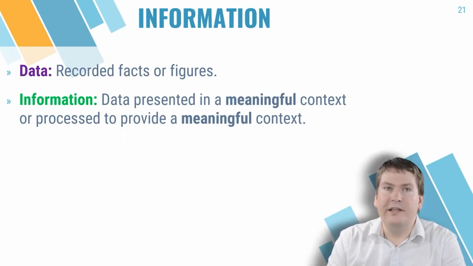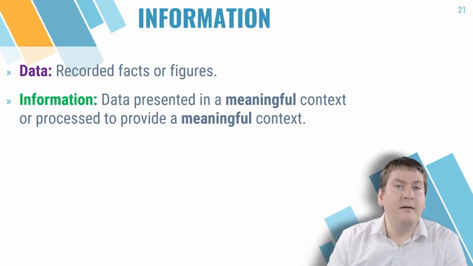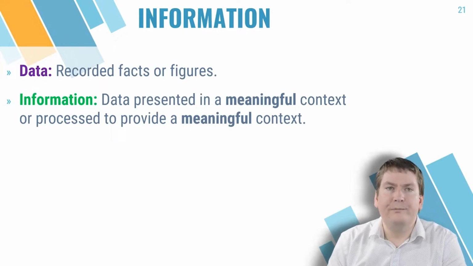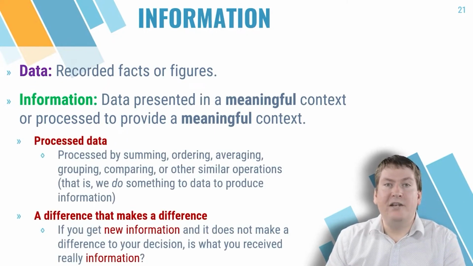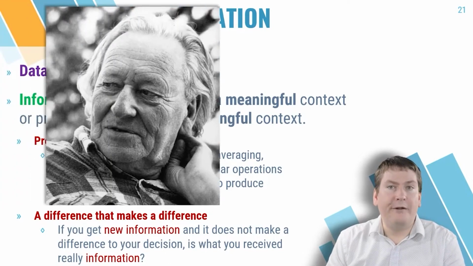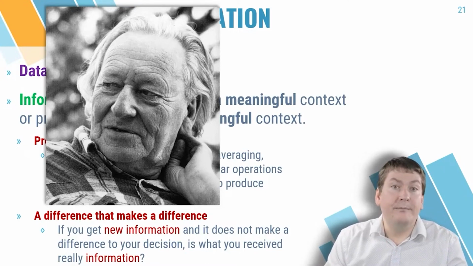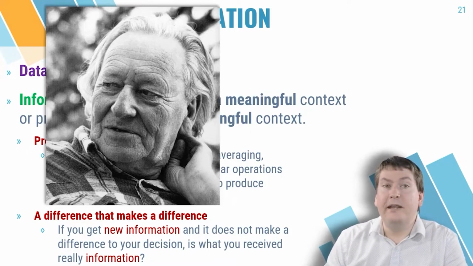However, this is not the only definition of information. We can also define information as simply processed data. We do something to our data to produce meaningful information, such as calculate a sum, average, or other operation. We could also simply define information as a difference that makes a difference, a term first coined by psychologist Gregory Bateson, currently shown here on the screen. By this he meant, if you get new information and it does not make a difference to your decision, is it really information? After all, that's the whole point, to create information to guide in our decision making.